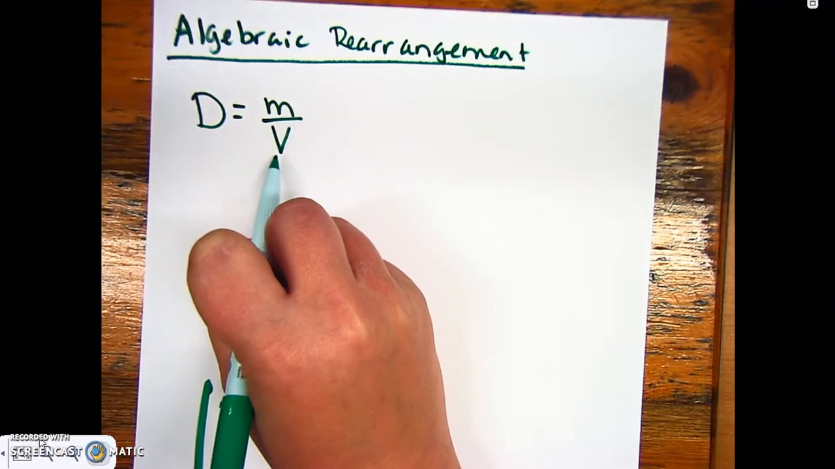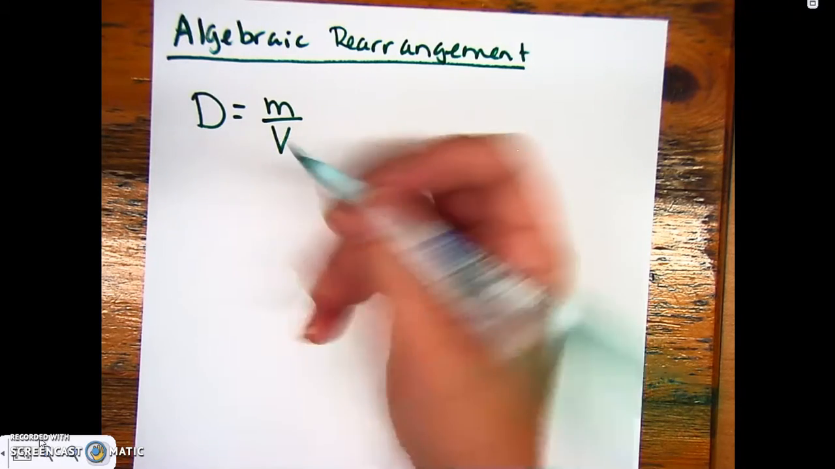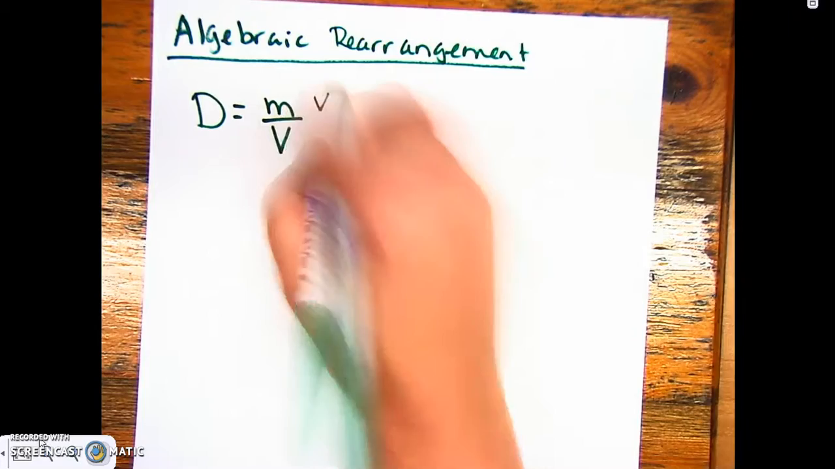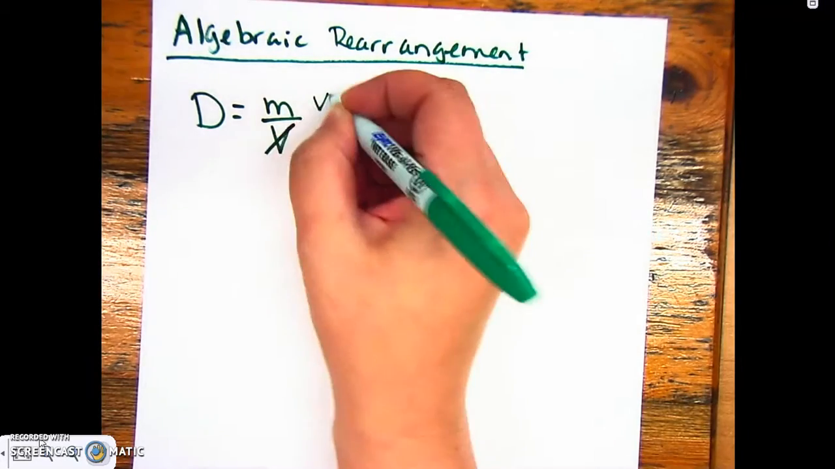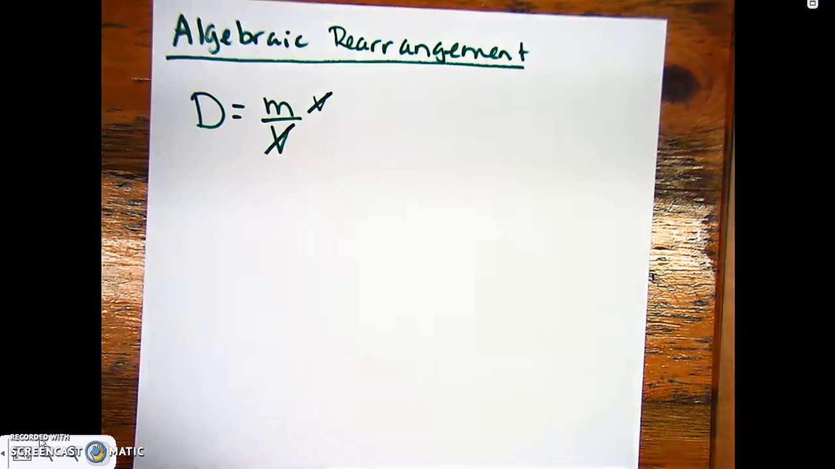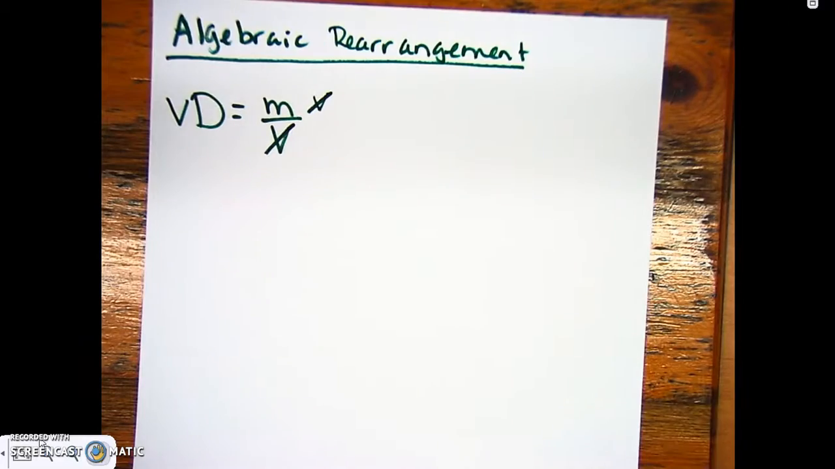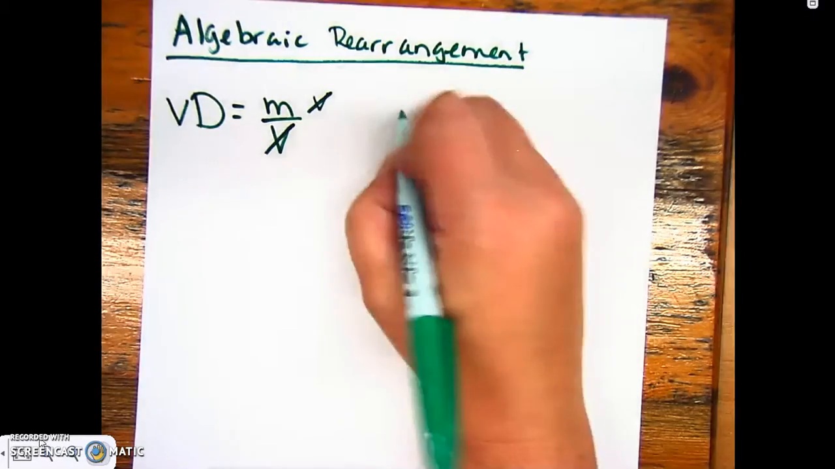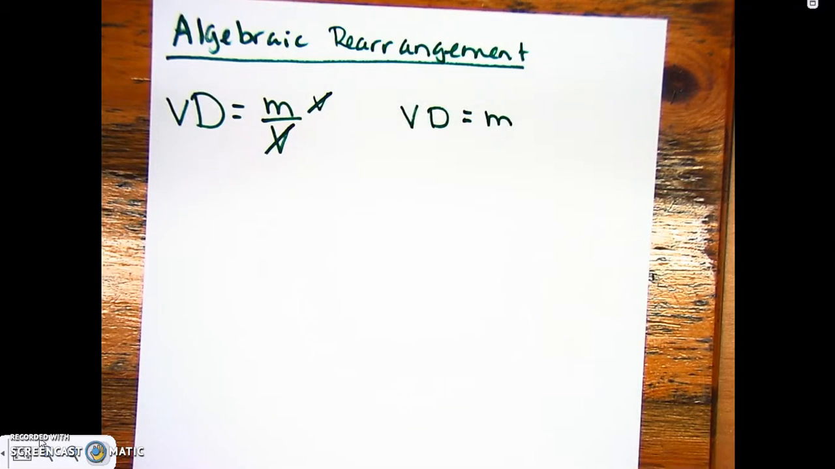Mass is being divided by volume. So in order to get the volume to cancel, I have to do the opposite of division, which is multiplication. So I multiply on this side by V, right? And that will make the volume cancel here. And then what I do to one side, I do to the other, so I multiply by V over here. So ultimately what I get is volume times density is equal to mass.